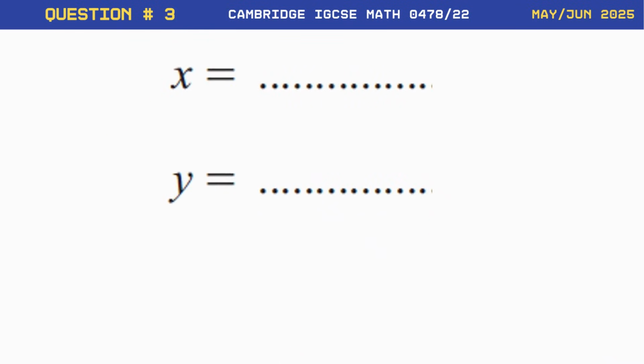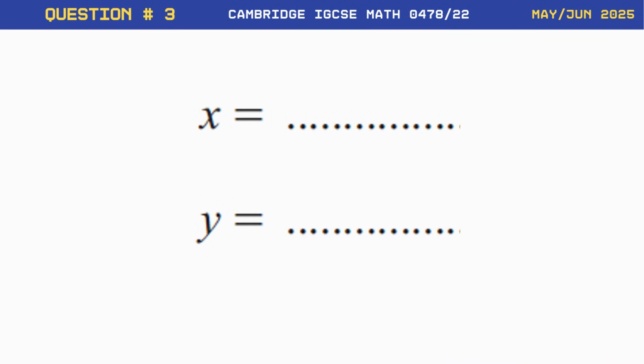Excellent! We have solved the question: x is 70 degrees and y is equal to 65 degrees.